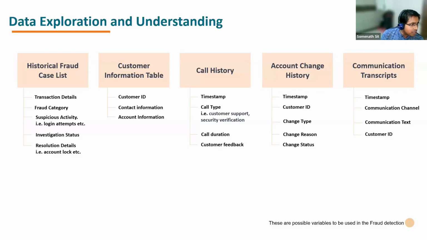What do you mean by fraud category? Yes, fraud category can be, for example, somebody has sent some SMS from your account, somebody has sent an email from your account, or somebody has done some financial transaction from your account. That kind of fraud category.